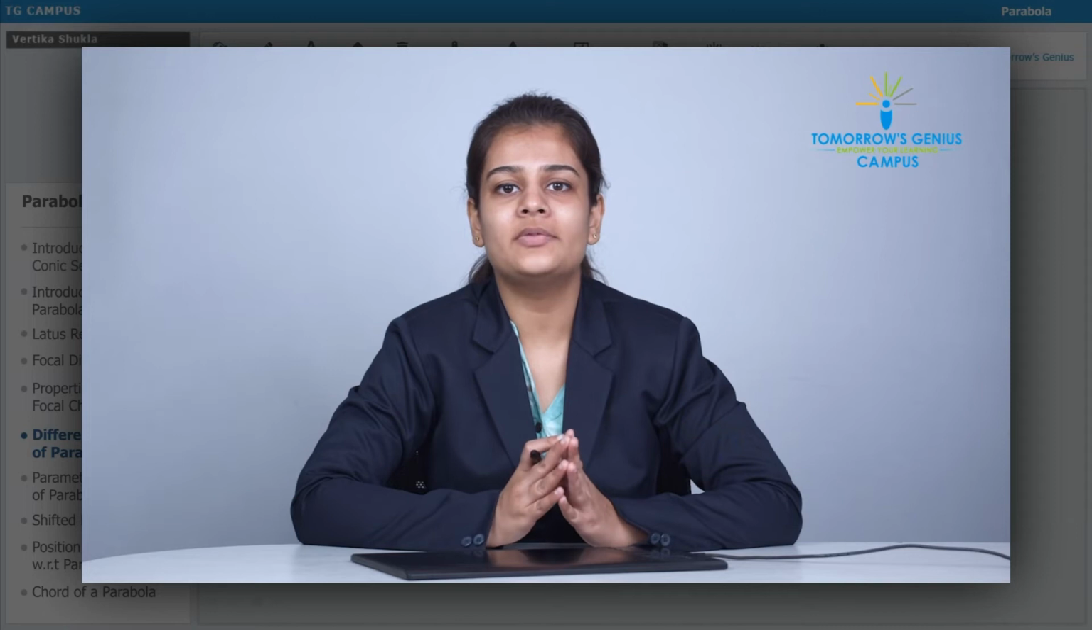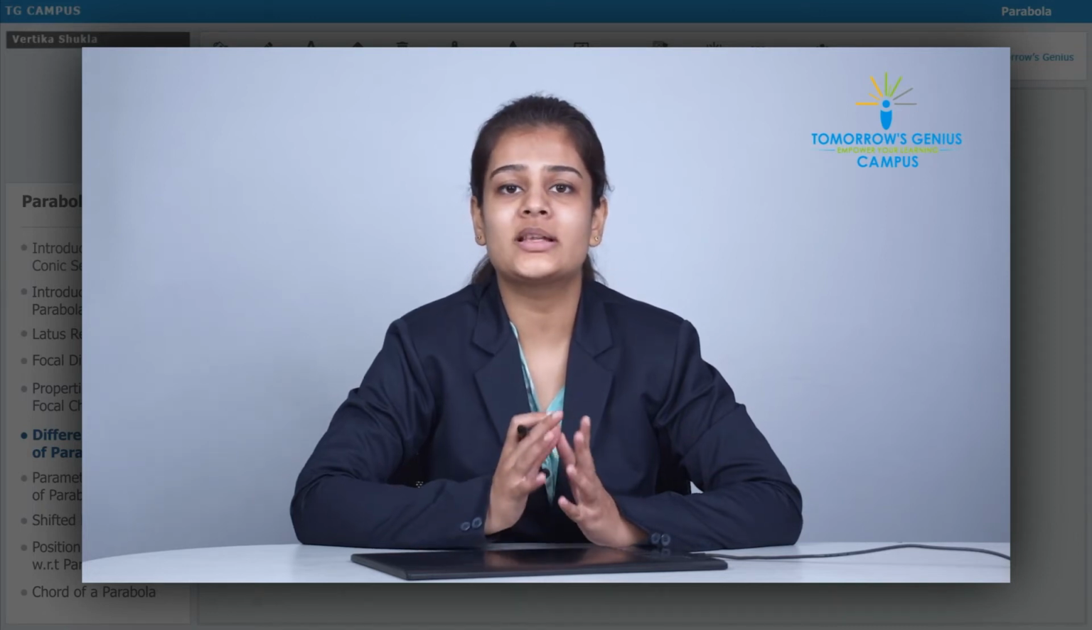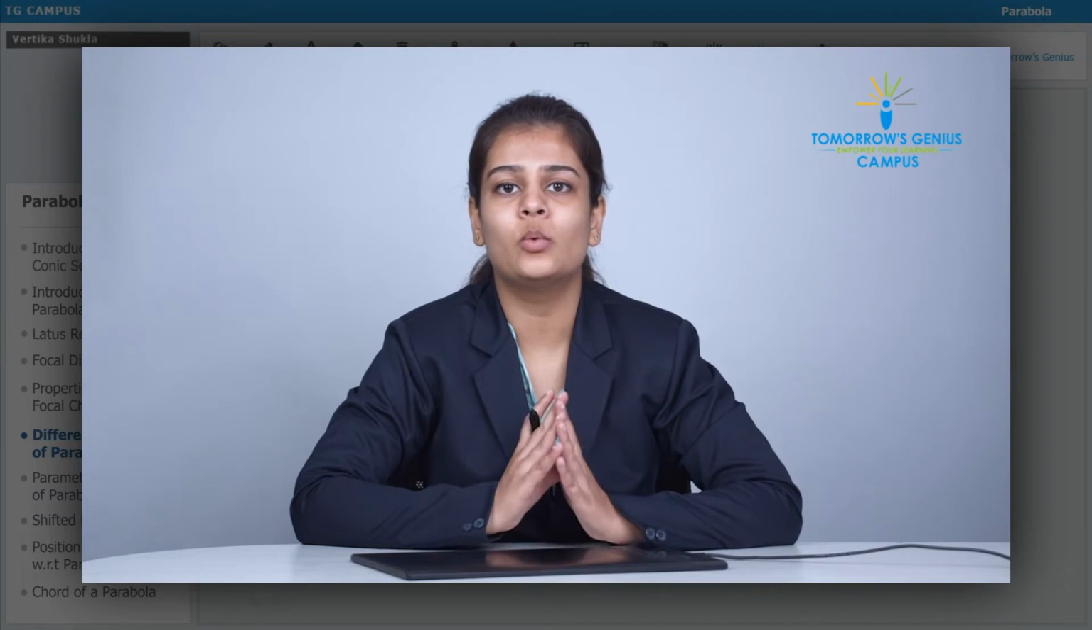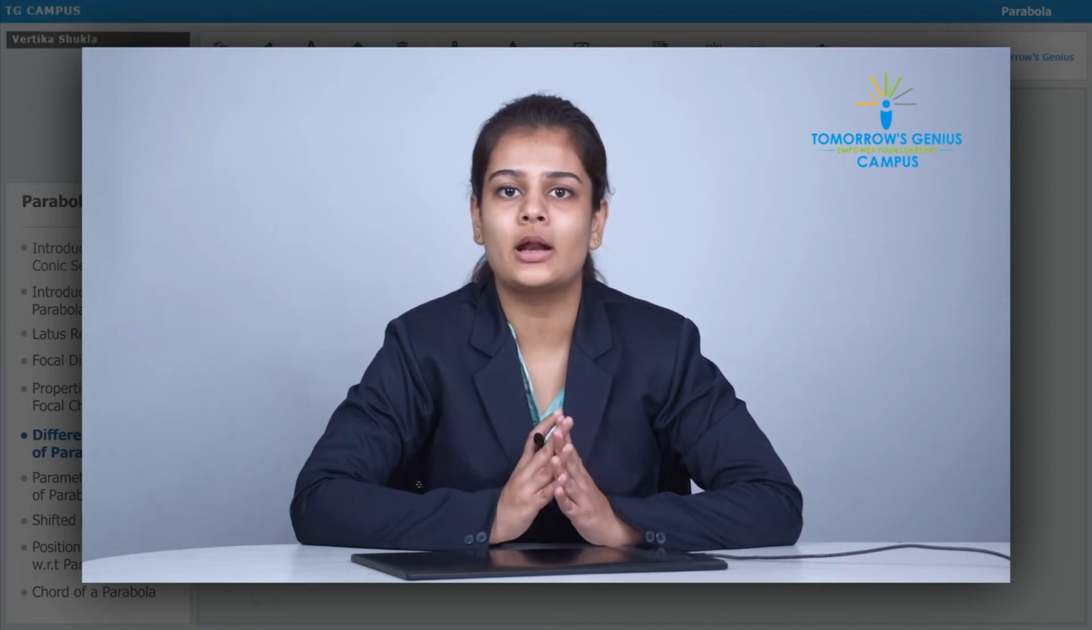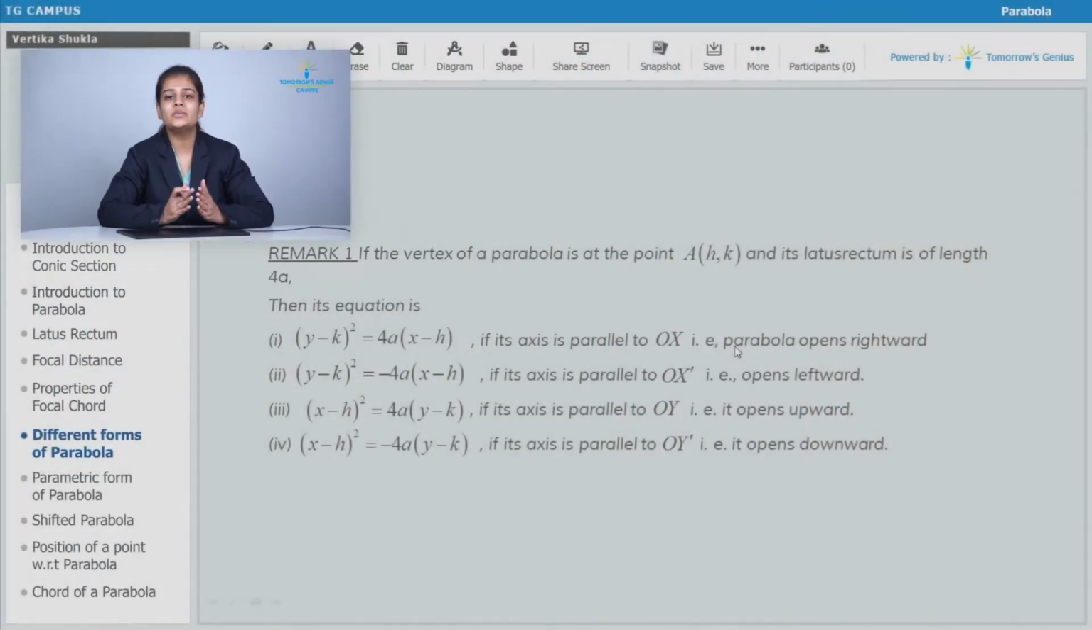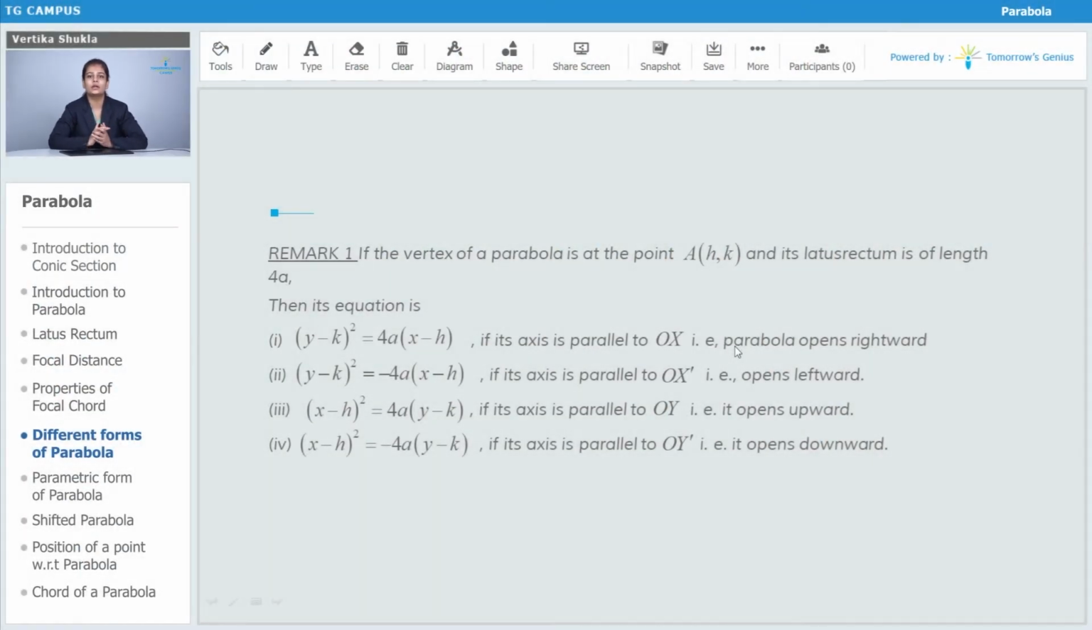Whatever parabolas we have done, they had their vertex at 0, 0. That was the standard form of a parabola, where the vertex for all the 4 standard parabolas was at 0, 0. Now, what happens when the vertex shifts to some other point?